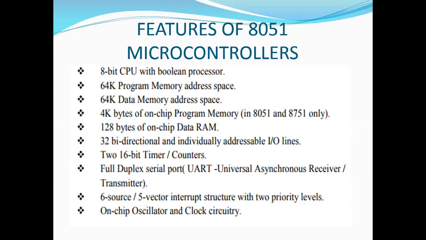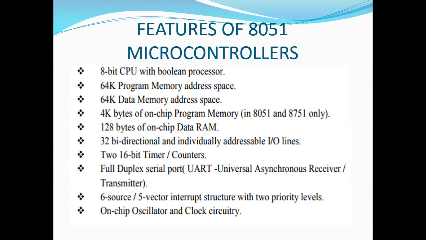Inside the chip, normally 128 bytes of RAM and 4 kilobytes of ROM space are available. But we can interface 64 kilobytes of program memory and 64 kilobytes of data memory externally. In the 8051 microcontroller, the inbuilt, or on-chip, program memory is 4 kilobytes. We can access 64 kilobytes as external memory.